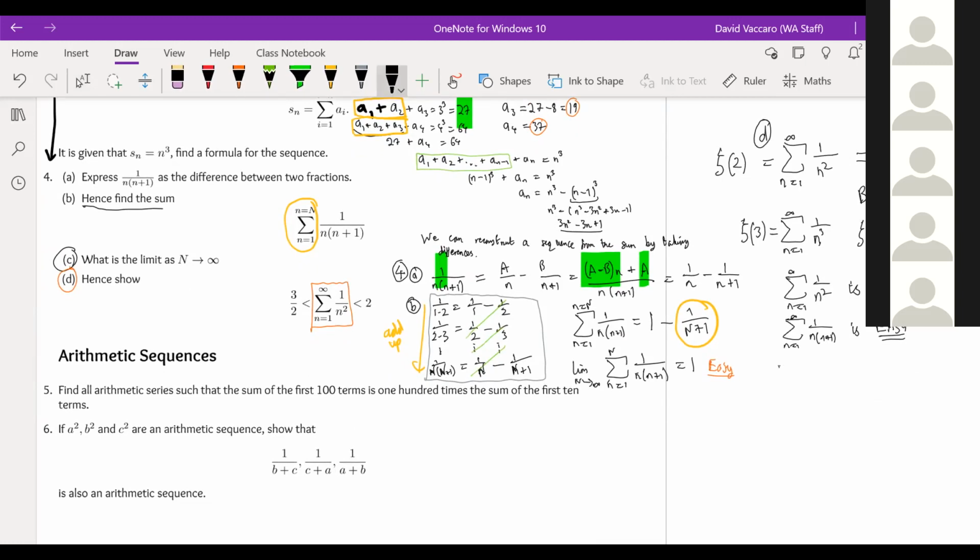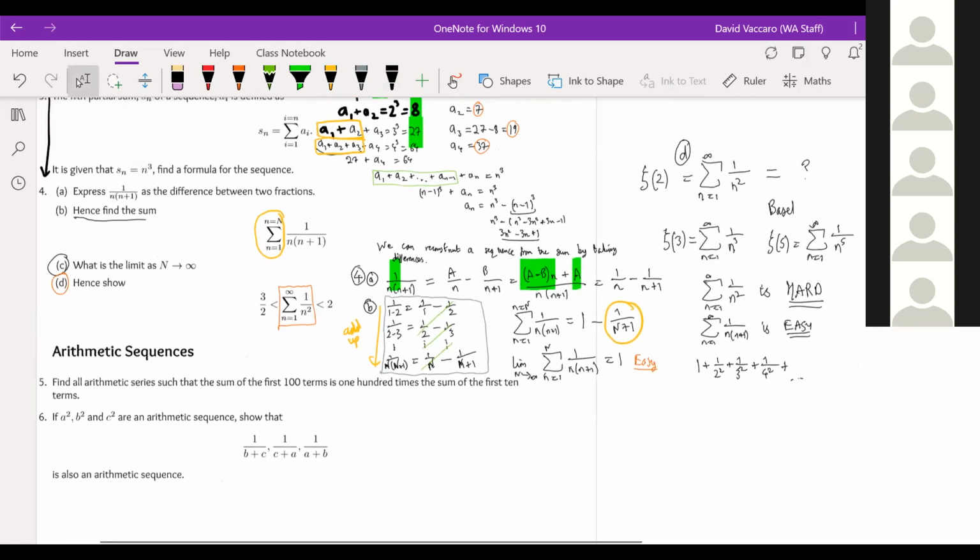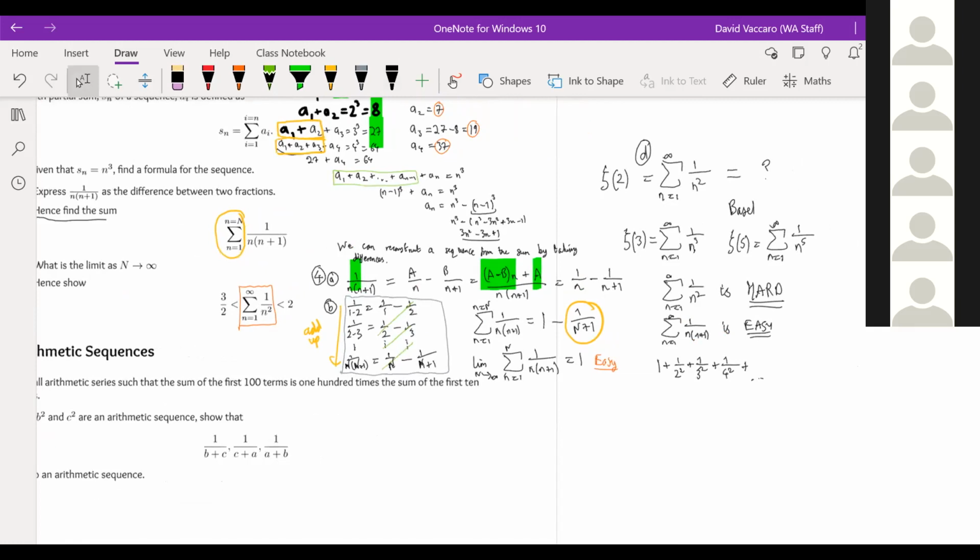I think it always makes sense to write out the terms. So the sum of 1 over n squared is 1 over 2 squared plus 1 over 3 squared plus 1 over 4 squared, and so forth. Now, question 1, how can I make this sum bigger?